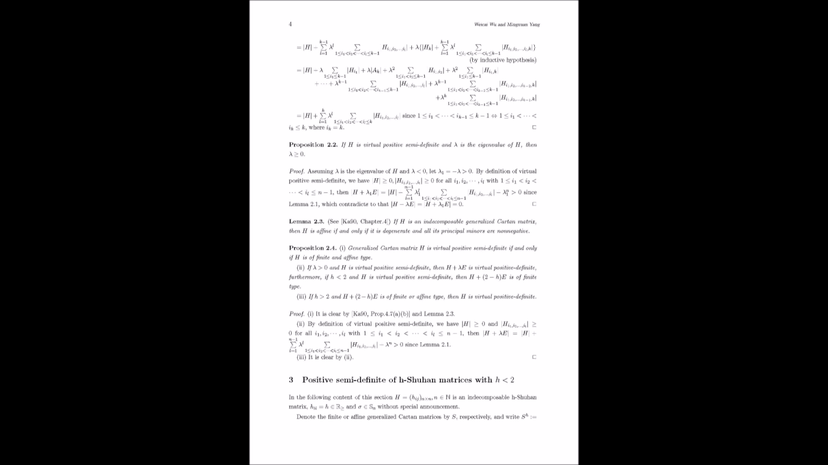Absolutely. Let's start with positive semi-definiteness. The theorem states that an h-Shuhan matrix with h less than 2 is positive semi-definite if and only if it can be classified as one of the following types. That's quite a list. So essentially, if our matrix matches one of these types and its h value meets the corresponding inequality, we know it's positive semi-definite. Precisely. It really simplifies the process of checking for positive semi-definiteness.